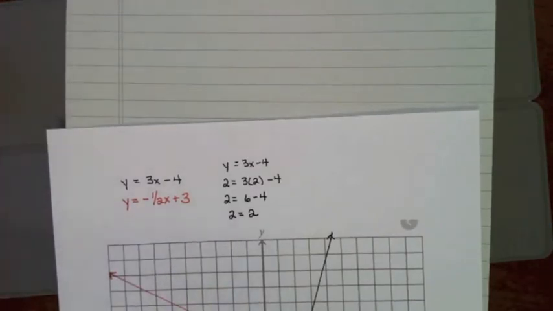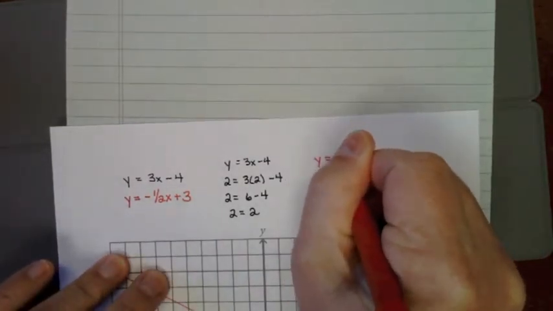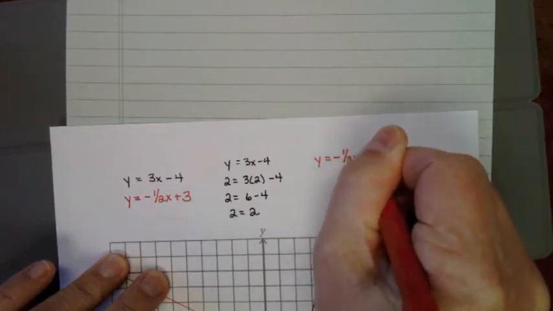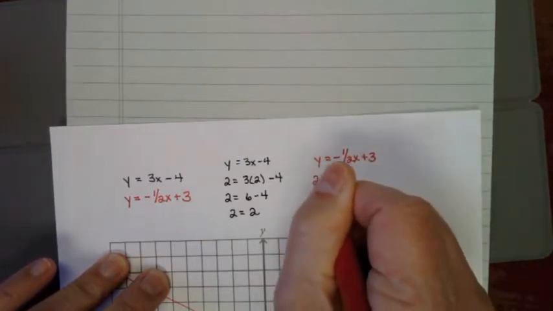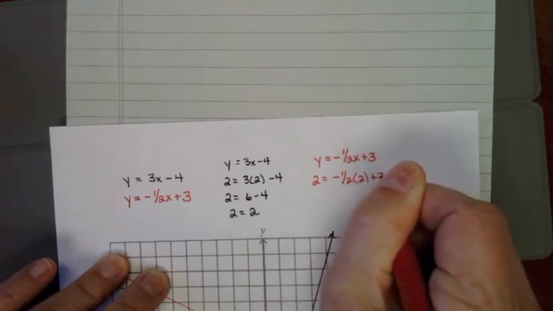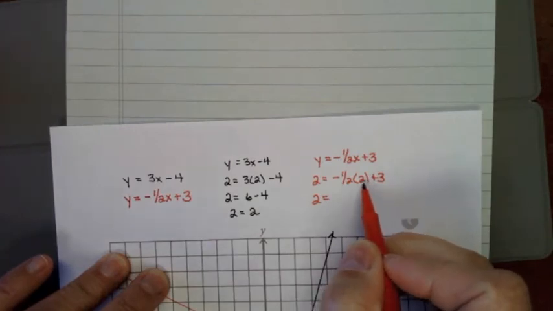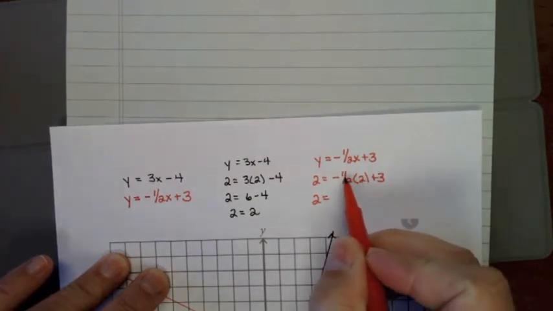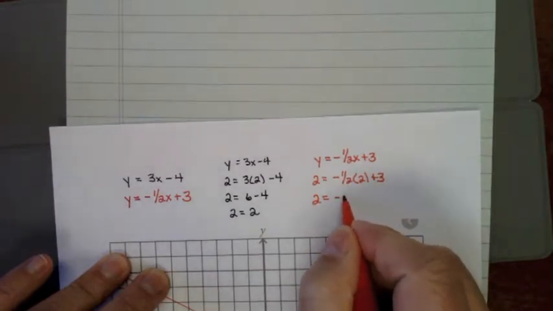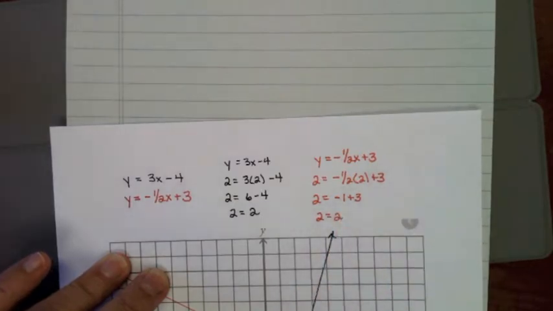Now I'm going to do it for the red line. I'm going to plug those two numbers in the equation. Plug a 2 in right here. Negative 1/2 times 2 plus 3. Negative 1/2 times 2. 2 times negative 1 is negative 2. Negative 2 divided by 2 is negative 1 plus 3. 2 is equal to 2.